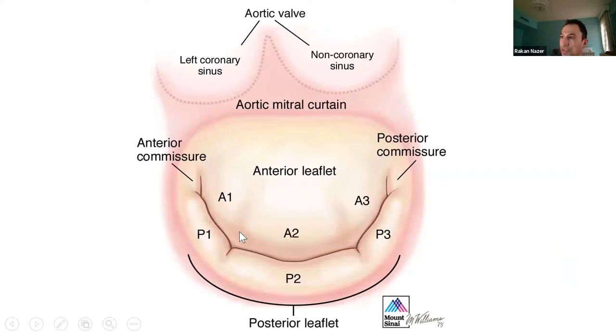You guys all know the divisions of the anterior and posterior leaflet. But here, just realize the extension of the, obviously you don't see this from the mitral side, but you have to know that the aortic valve extends, usually, this is not accurate, in fact, the aortic valve is around this area here.